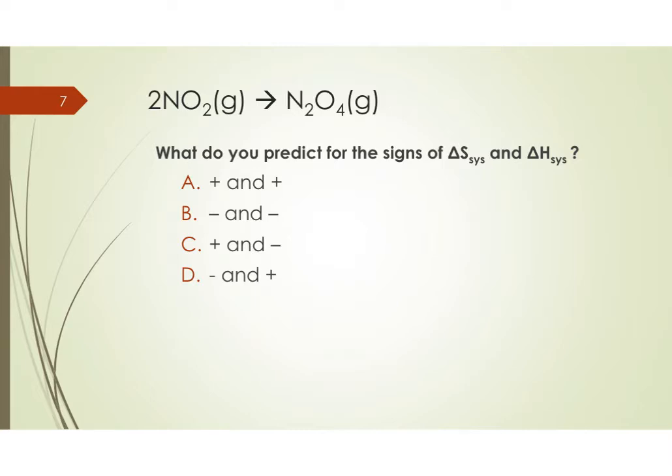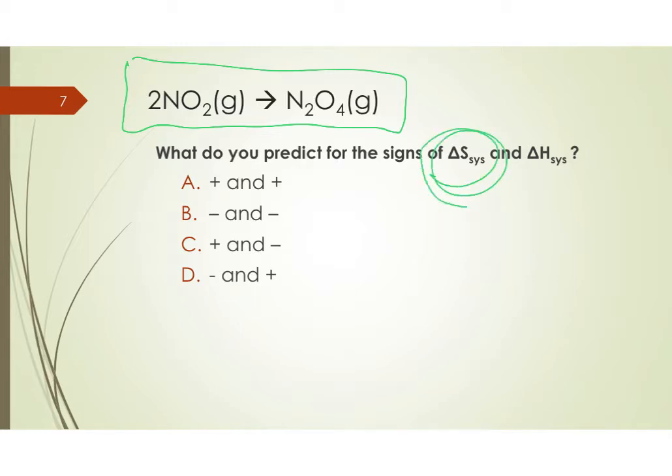All right, here's another practice for you. And these practices are really important to better understand this. So look at this process and predict what you think the signs of delta S and delta H will be. I'm going to give you a couple of hints. Just turn off the video right now if you don't need them. What exactly has happened here? I'm going to draw this out for you.